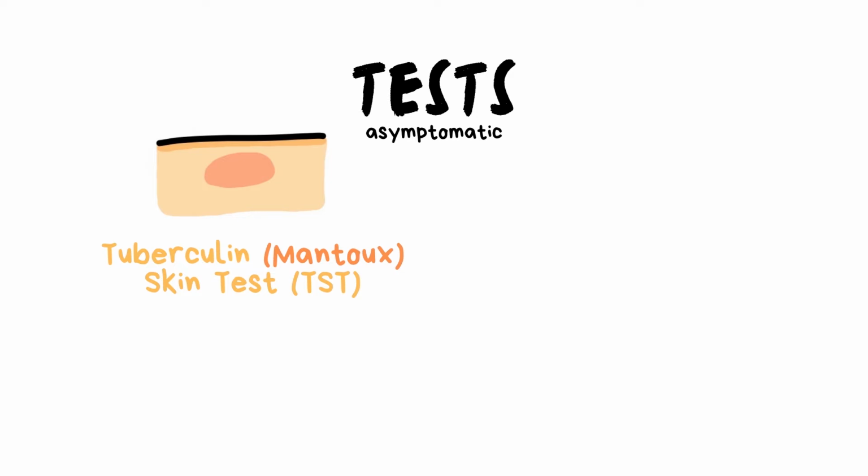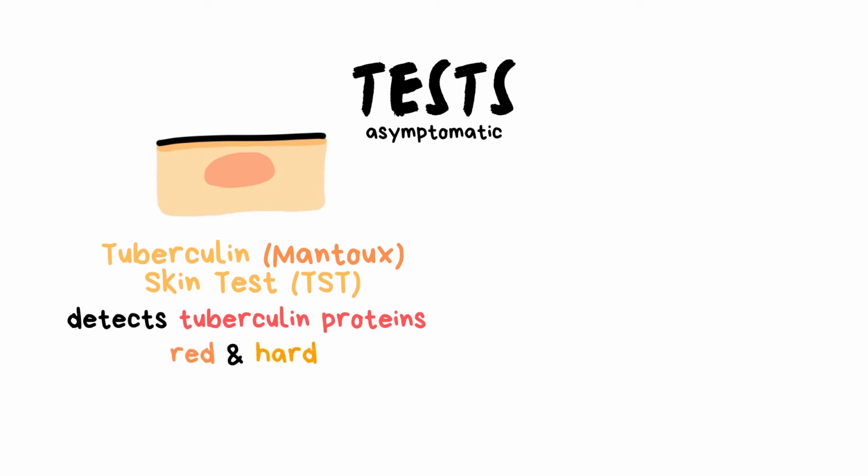There are several tests that can be done on asymptomatic patients. One of the main tests is known as the tuberculin Mantoux skin test. What this test does is it detects the presence of tuberculin proteins in the patient. If there is a presence of tuberculin proteins, a red hard nodule will be formed on the skin. This test is useful in determining if the patient is previously or currently infected with the tuberculosis bacterium.